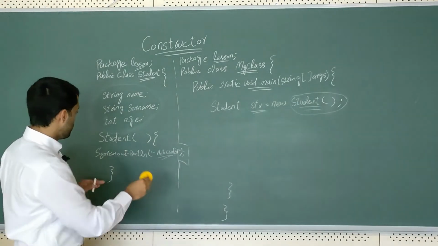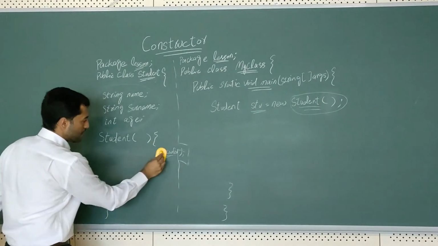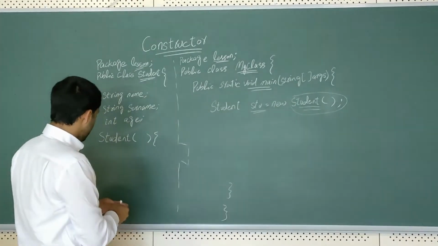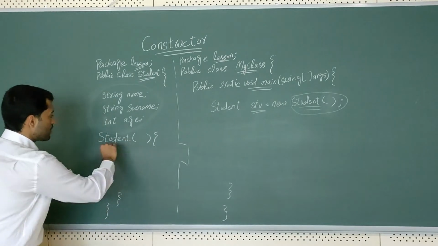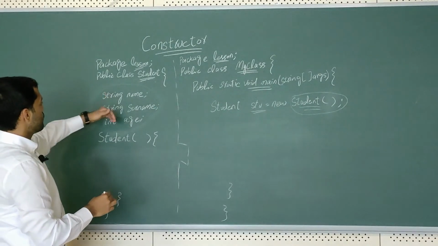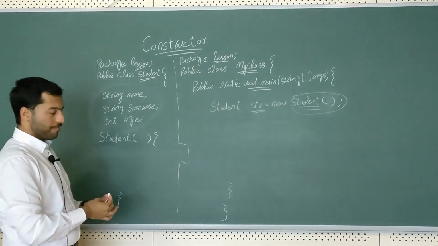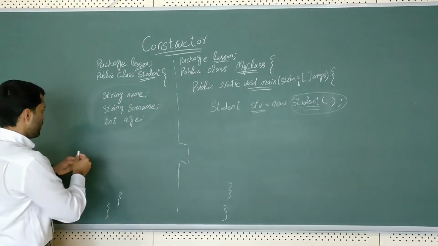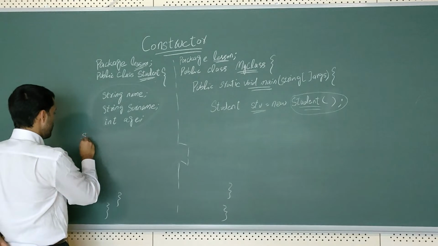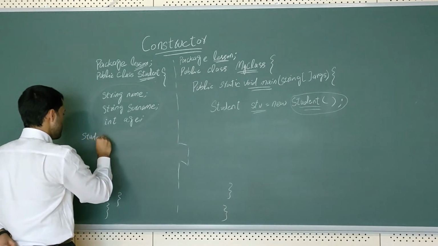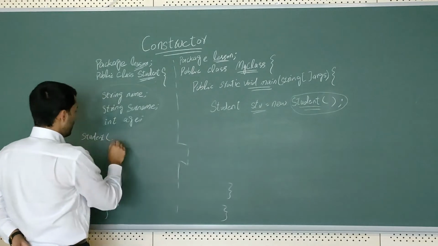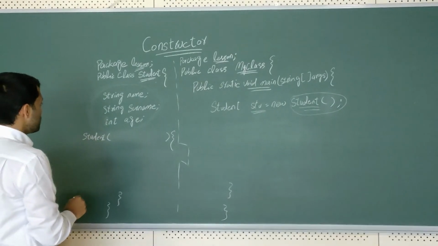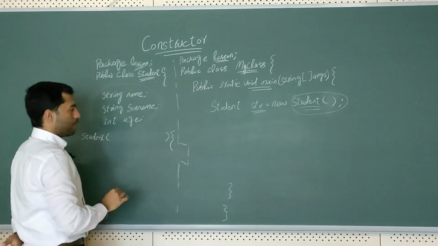Now there is one more thing. Let me remove this one, and now I will talk about how to initialize. Within this constructor, I want to initialize the values of name, surname and age, and let me remove this one also. Now here I write the student constructor. Within these parentheses, let's suppose that I will pass some parameters.